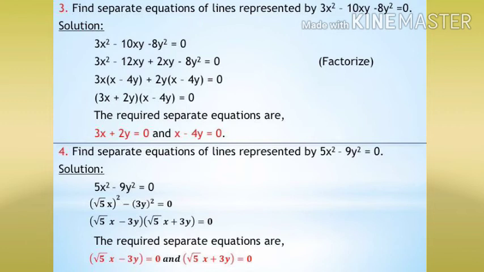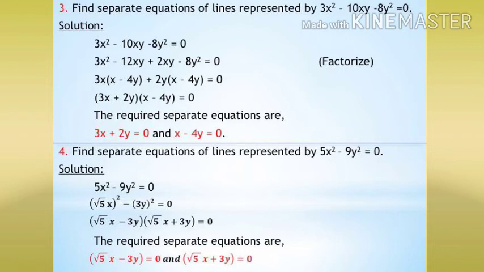Now let us move to the next example. Find separate equations of lines represented by 3x square minus 10xy minus 8y square is equal to 0. Now in this example I am going to use the factorization method. So 3 into minus 8 is minus 24. So the factors are minus 12 and plus 2. So you can see I have written 3x square minus 12xy plus 2xy minus 8y square is equal to 0. From the first two terms take 3x common out. You get 3x into (x minus 4y) plus 2y common out into (x minus 4y) is equal to 0.